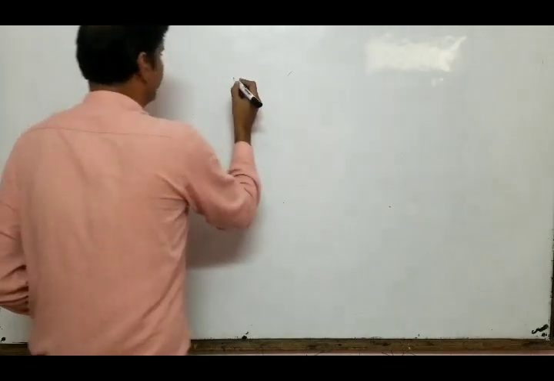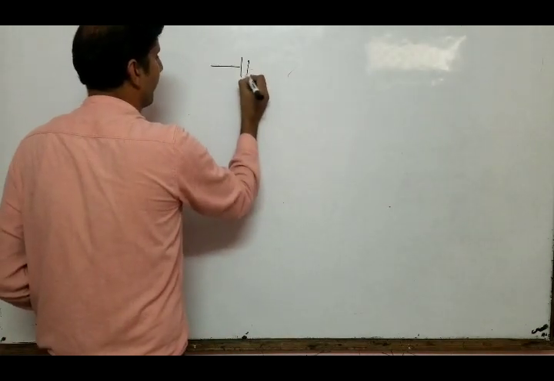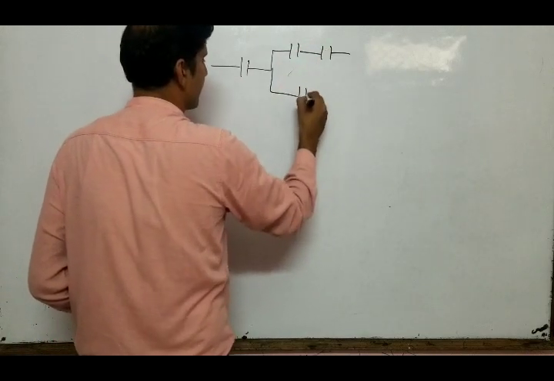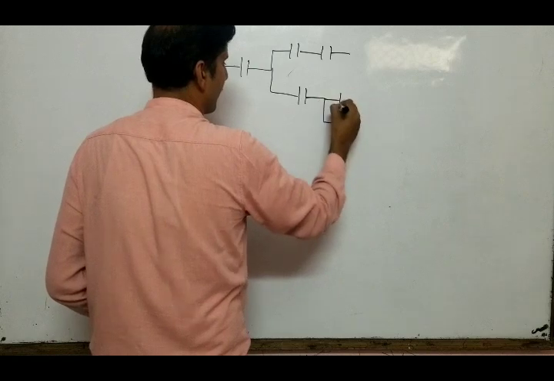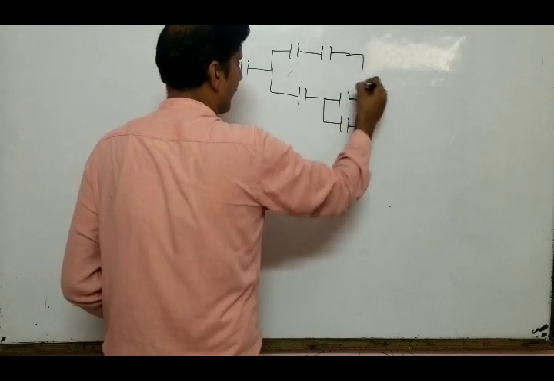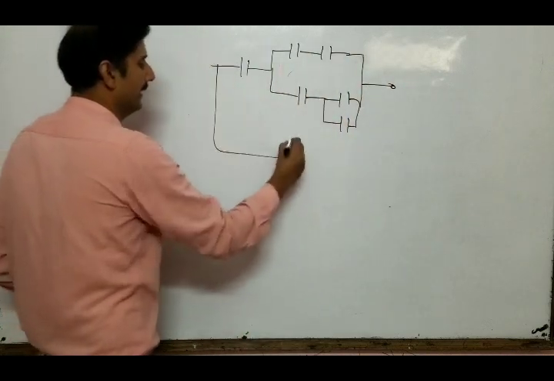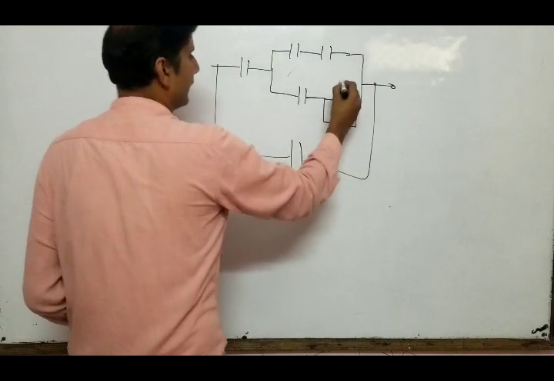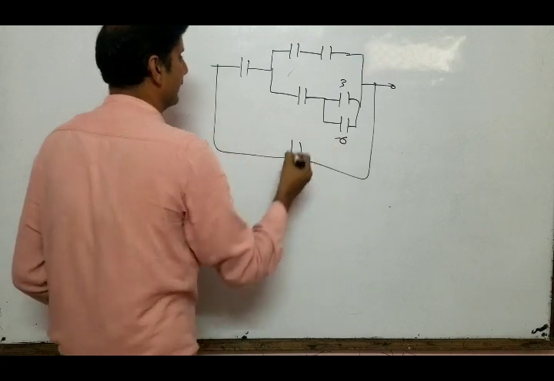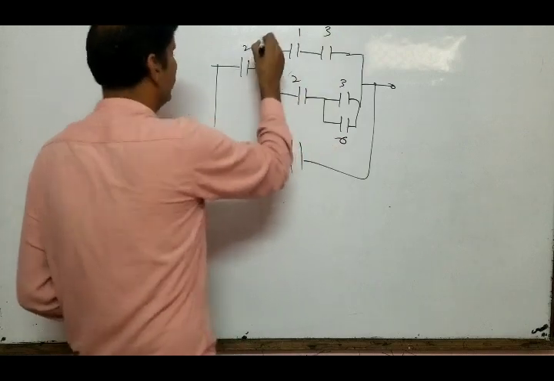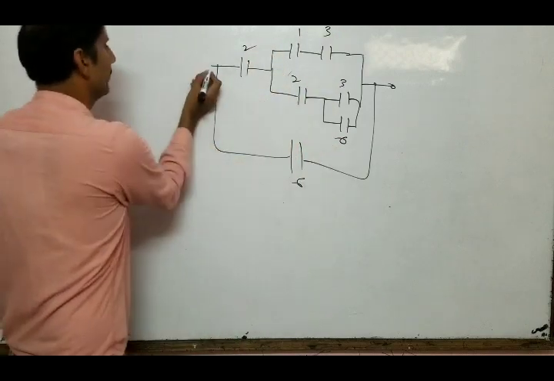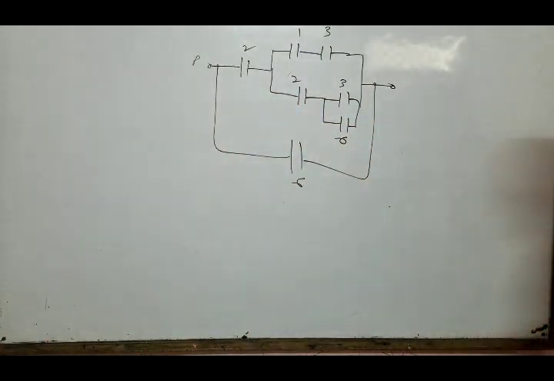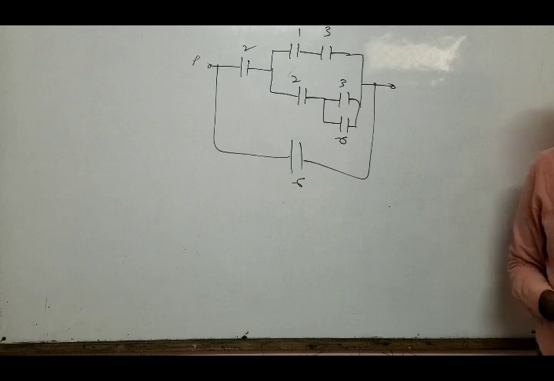Let's do this question. I'm just putting anything, whatever is coming into my mind. Let's say this is 3 and this is 6 and this is 2, this is 1, this is 3, this is 2 and this is 6. And the question says, find effective capacitance between P and Q. So how to proceed with this?